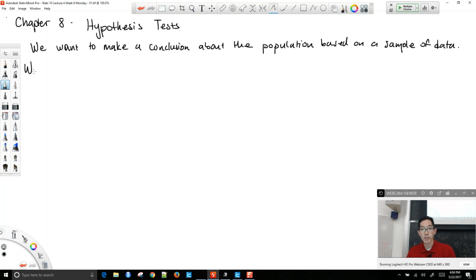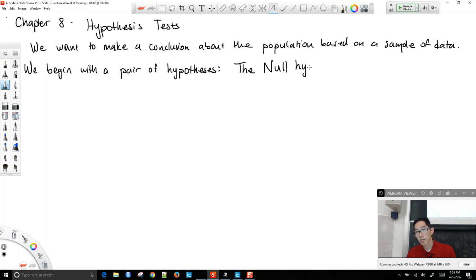We begin with a pair of hypotheses, and these hypotheses are called the null hypothesis, which we abbreviate H0, and the other is called the alternative hypothesis.